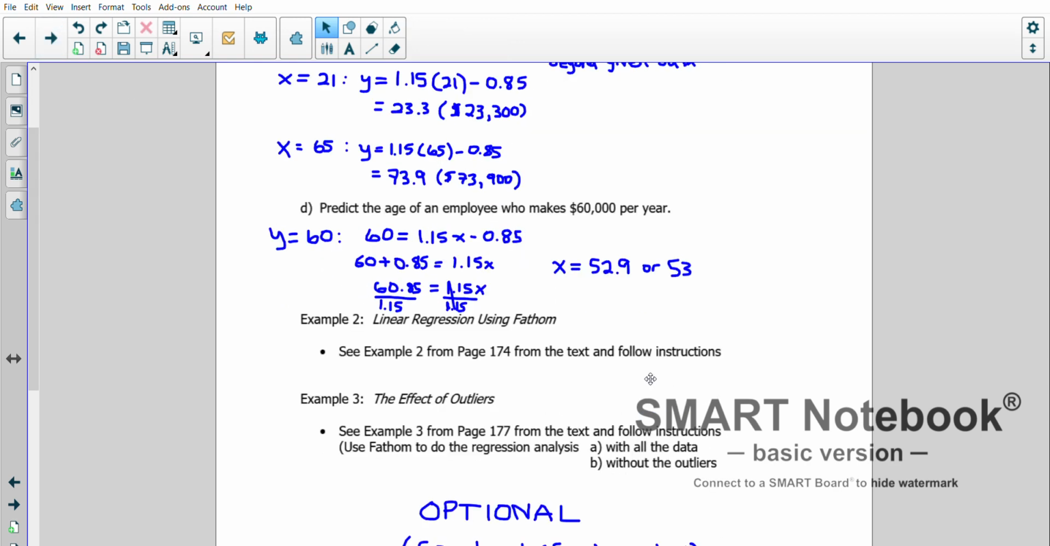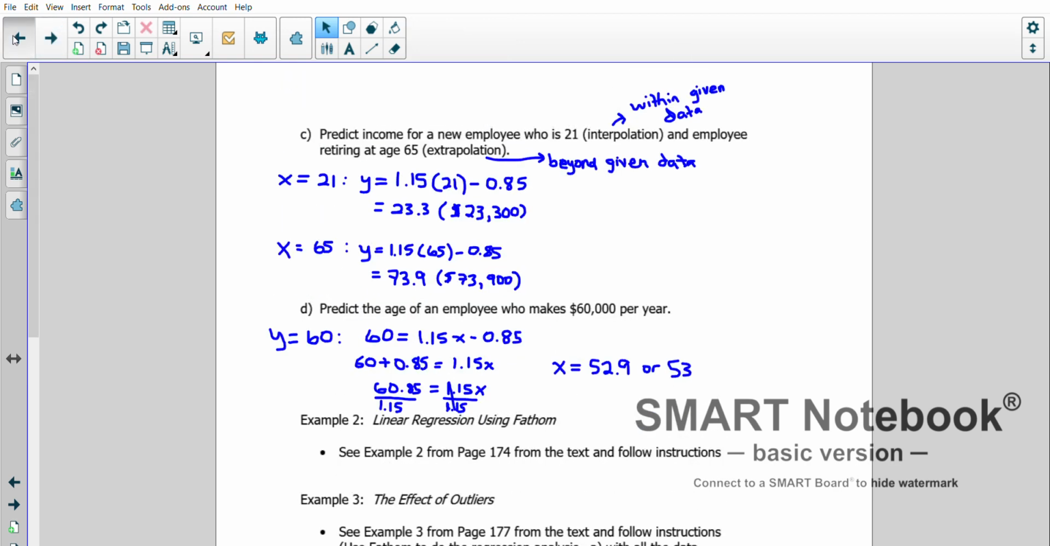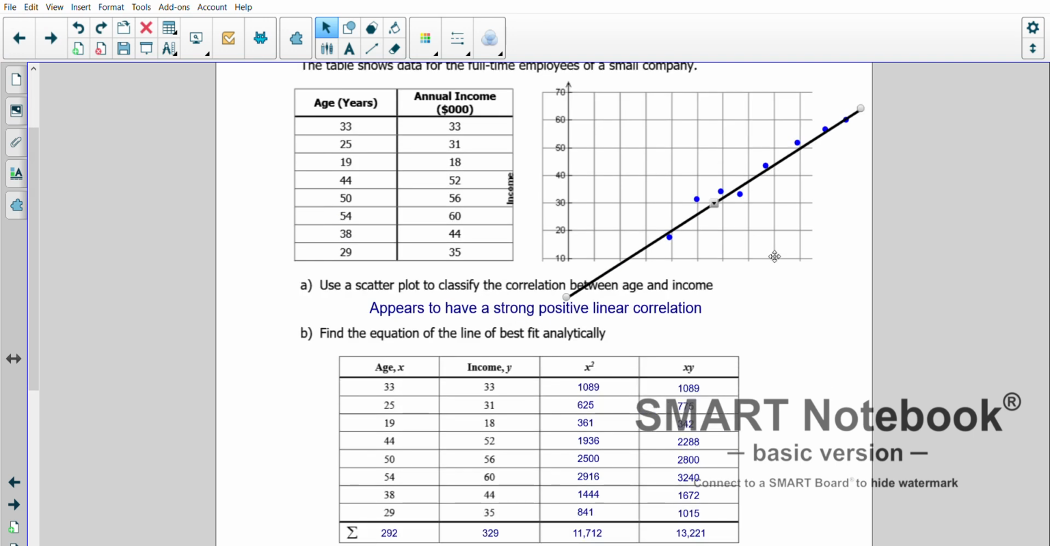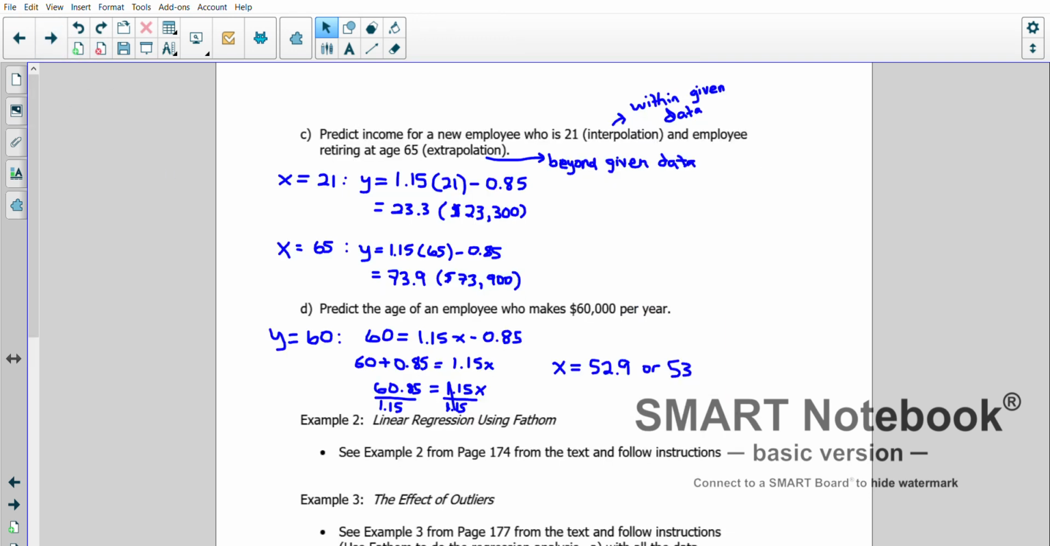But instead of using our graph to do predictions, which may or may not be accurate depending on how you drew your line of best fit, we now have an equation for the line of best fit. So we're going to use our equation to make predictions. We're going to predict the income for a 21-year-old and a 65-year-old.